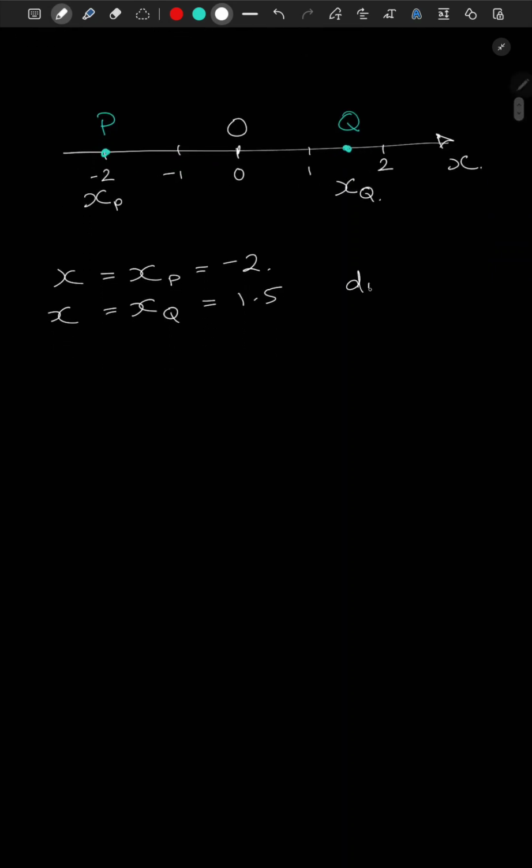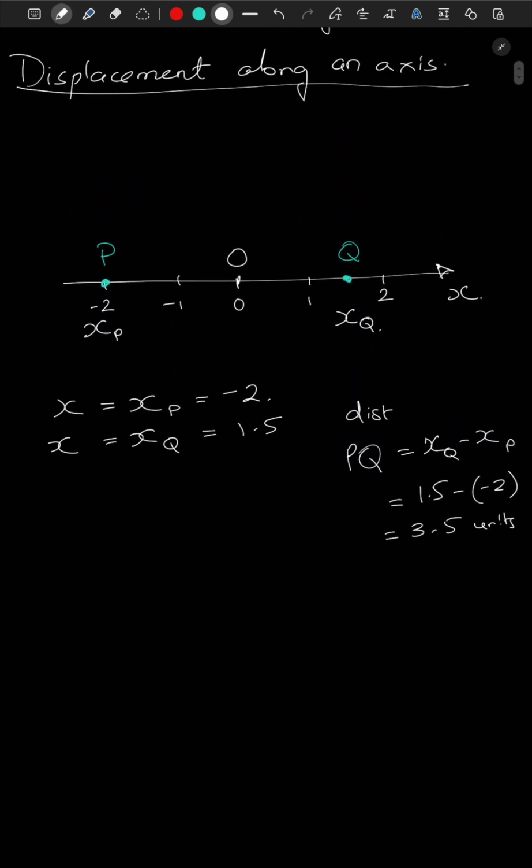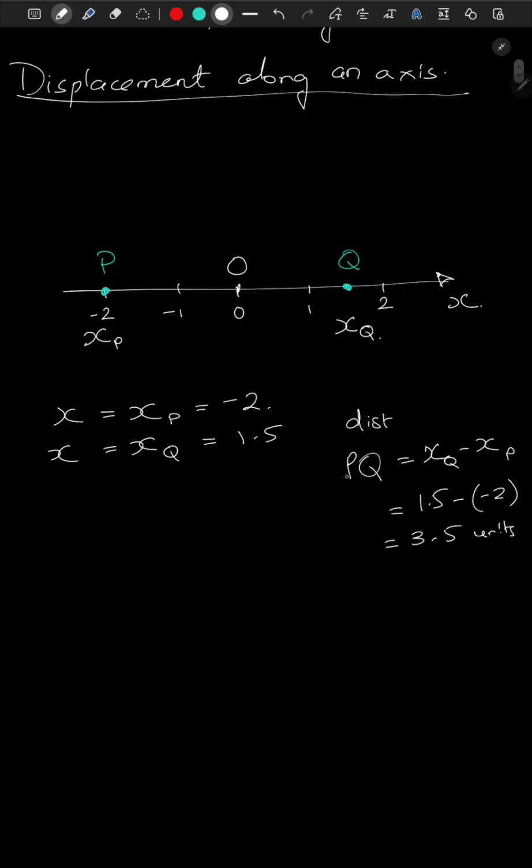Now, the distance between P and Q is the point xq minus xp. Therefore we get 1.5 minus -2, which will give you 3.5 units. So this is a distance. Okay, and distance is always positive. It cannot be negative, because there's a difference between distance, which is a scalar quantity, and displacement, which is a vector. Now, I told you that distance PQ is 3.5 units, which is positive.